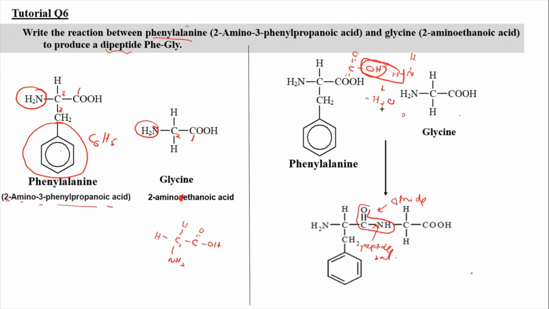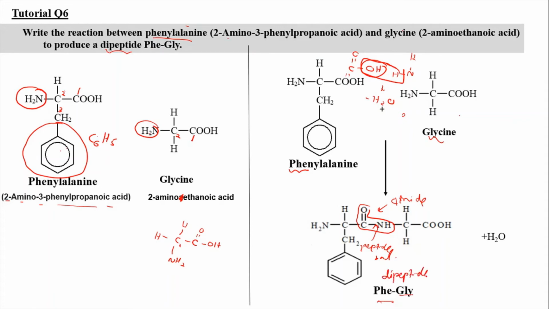Okay, and the byproduct here that is eliminated is going to be water. And the structure here is known as Phe-Gly, okay, because the Phe is on the left hand side and the Gly on the right hand side. So this is known as the dipeptide.